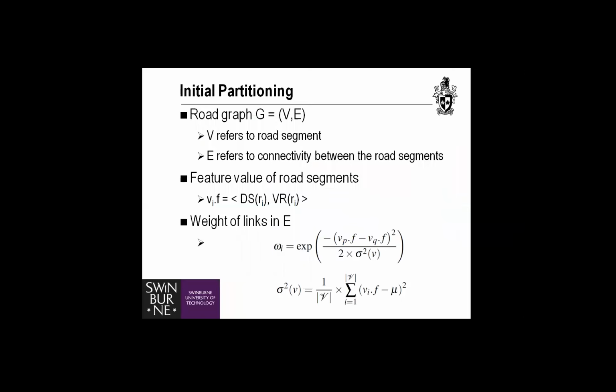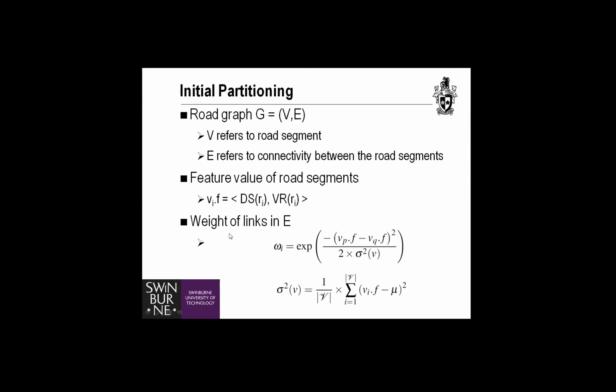Okay, then here we start with the road graph. V refers to the road segments, and E refers to the connectivity between the road segments. The feature values that we consider are of this vi dot f. vi is a node in the set V, and the feature value is actually a vector comprising two values. The first one is the degree of saturation of the corresponding road segment, and the second one is the volume ratio of the same road segment.